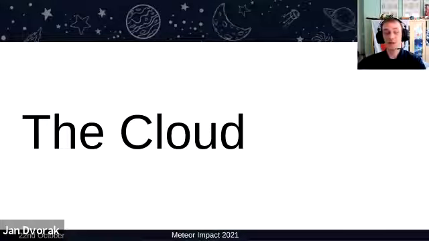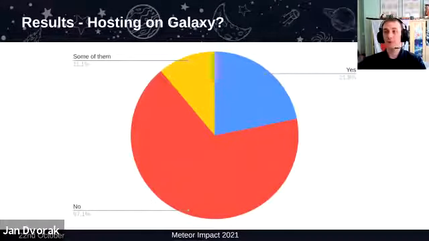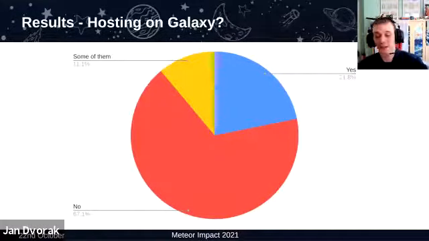So the big news section this year was about Meteor Cloud and what's going on there. First of all, are people hosting on Galaxy? As you can see, 67% do not host on Galaxy. It's usually quite a mix of reasons why and why not. I'll check that detail. And then we have 21% or 22% hosting on Galaxy and 11% some of them.